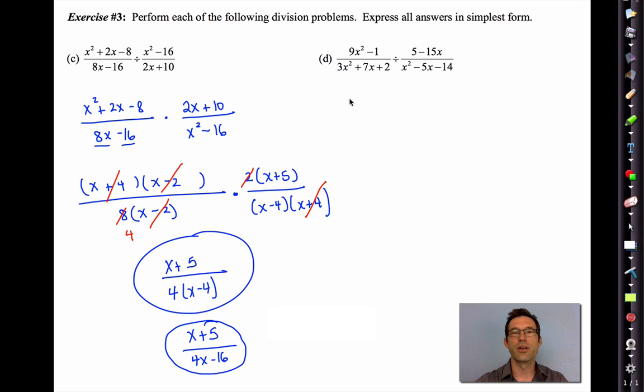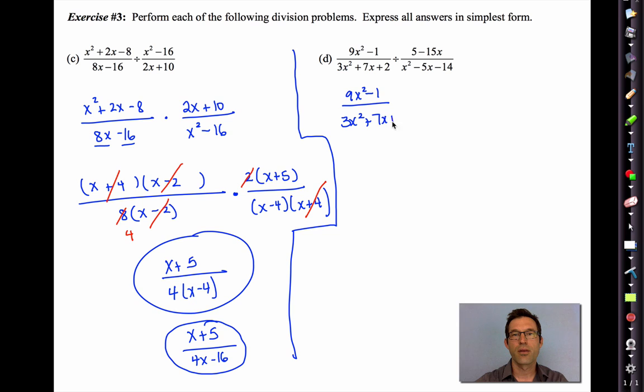The first thing that I want to do is rewrite the problem, give myself a little bit of extra room, rewrite the problem as a multiplication problem. So I'll leave that first fraction alone. I'll change to multiplying and multiply by the reciprocal. All right, now we're good to go.